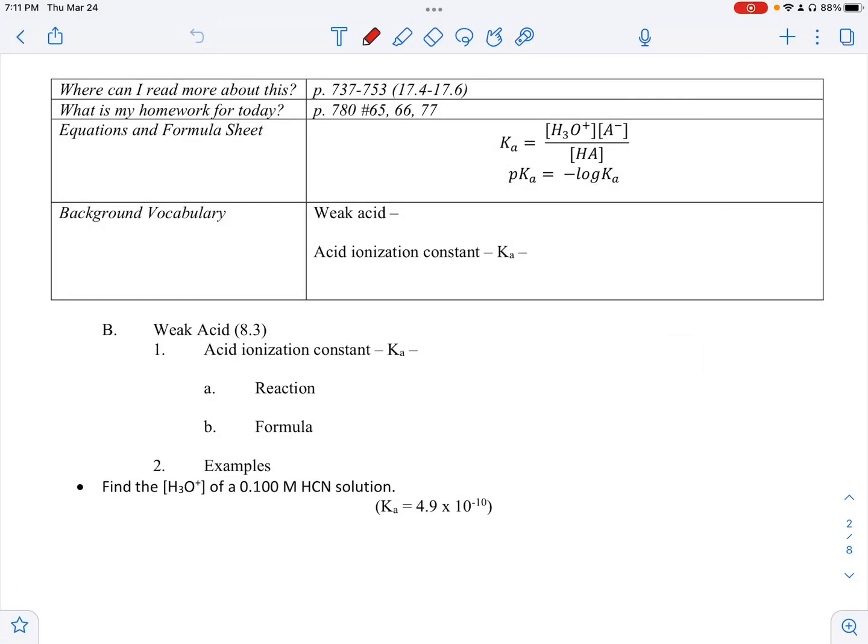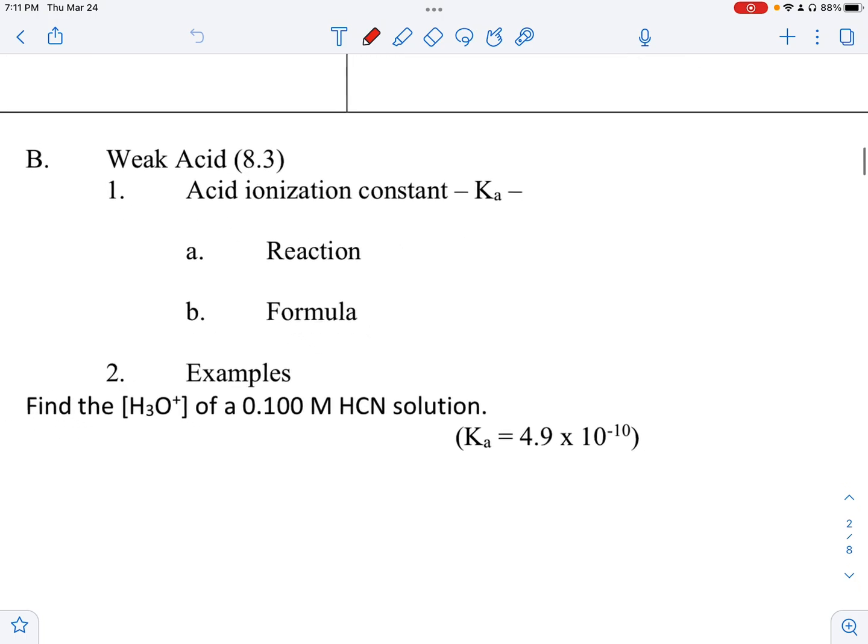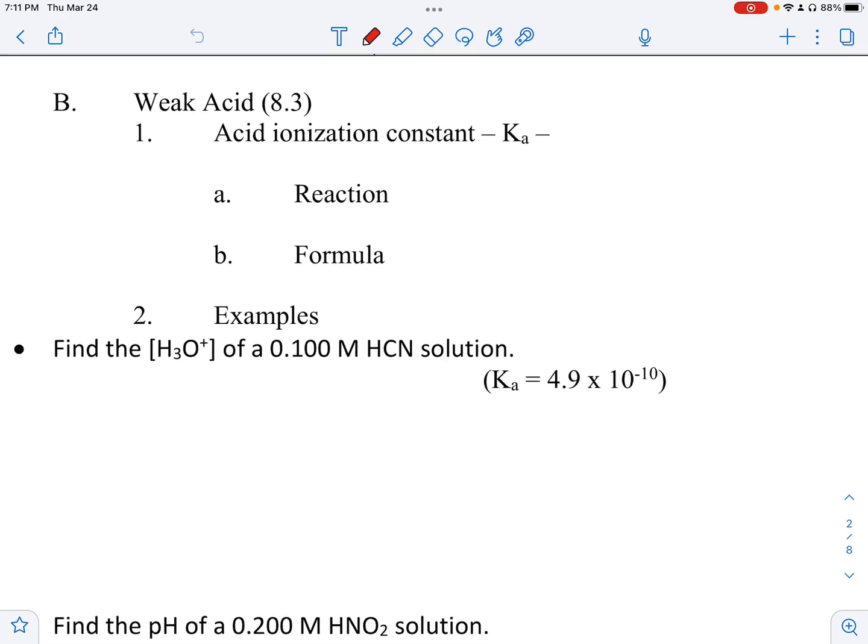All right, welcome back. This is going to be 8-3. All right, this is weak acid ionization. So we have already covered equilibrium. So nothing changes here. The beauty of equilibrium is that nothing changes. So acid ionization constant, Ka, the only thing that's different is we have a little a there. So the little a stands for acid. So we're talking about weak acids.